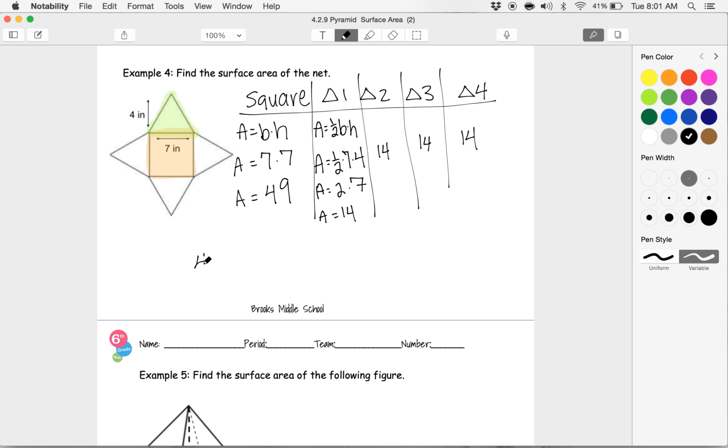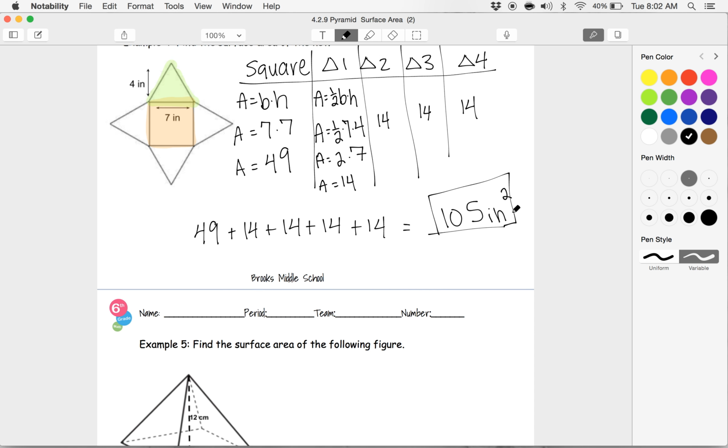All right, so now I'm going to add them up. 49 plus 14 plus 14 plus 14 plus 14. Take out your calculators. That gives me 105. So our surface area for this one is 105 inches squared. Okay, take a minute to write that down.